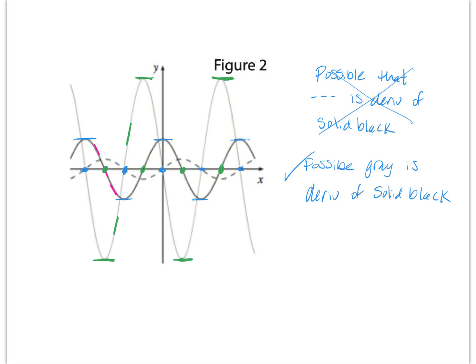So my gray curve has to be F double prime. Okay. And then gray is the derivative of the solid black. So that means the solid black would have to be F prime, leaving the dashed curve to be F.